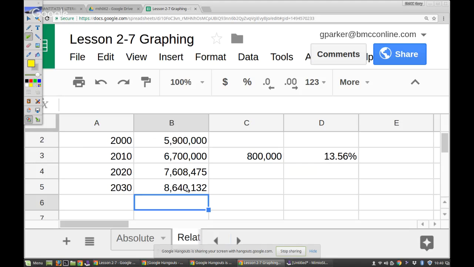Okay, let's see. Previous, multiply by percent. So we're going to graph these numbers to see what they look like, and then add on the 2020 population.